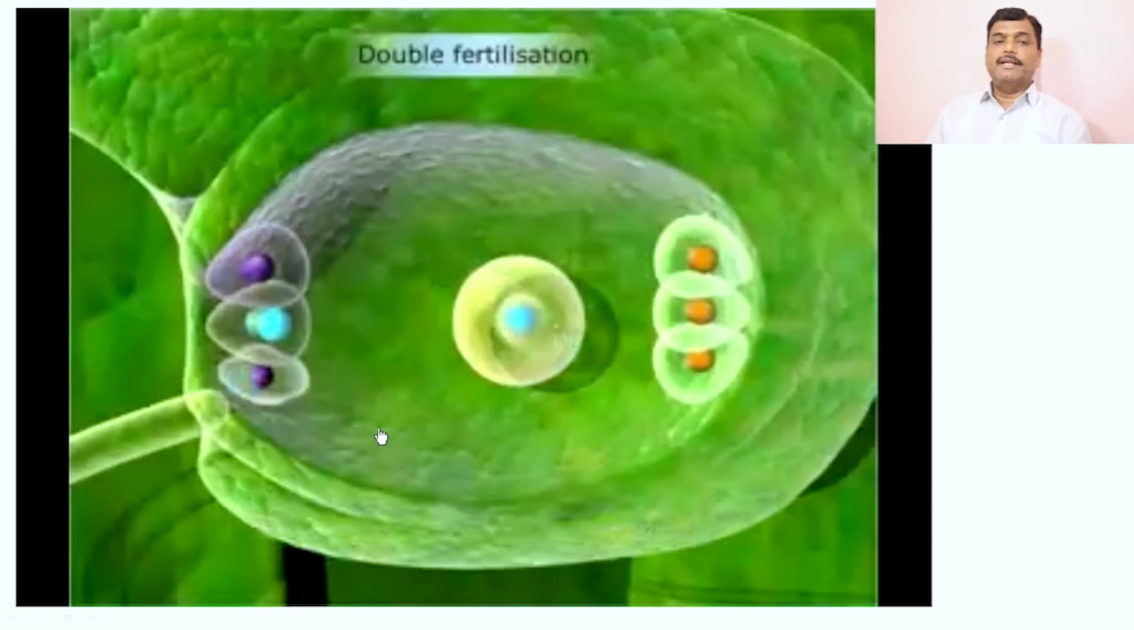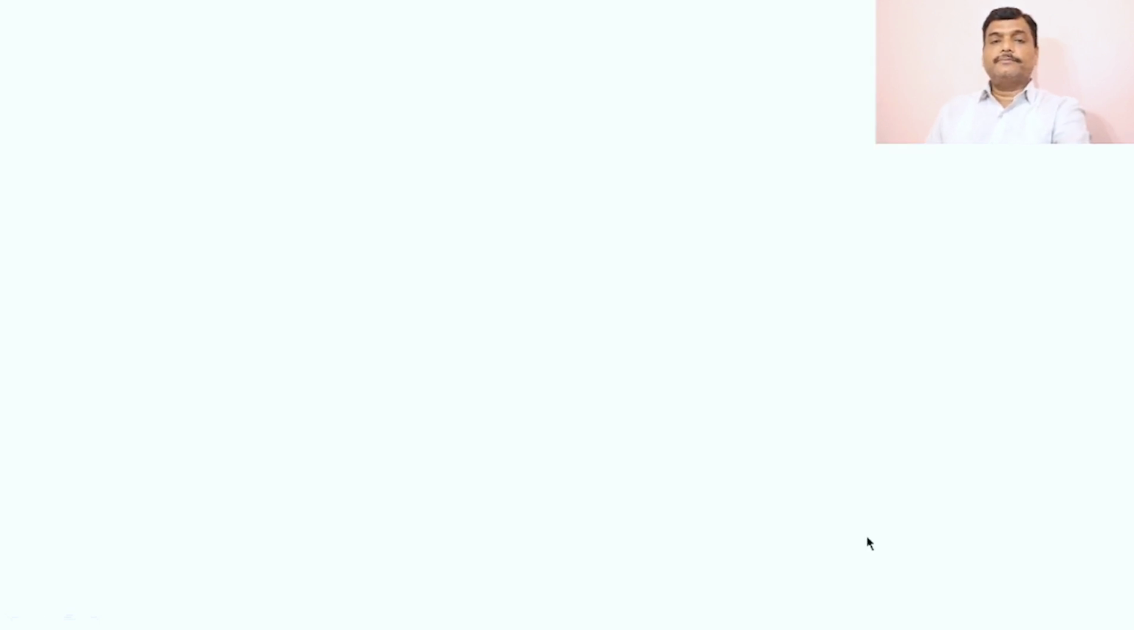The second male gamete then fuses with the secondary nucleus or polar nuclei to form the primary endosperm nucleus. In this way, in the angiosperm, fertilization occurs twice. First fertilization results in the formation of the zygote. Second fertilization results in the formation of the primary endosperm nucleus. Therefore, this process of fertilization carried out in the angiosperms is known as double fertilization. In the next part, we will see the significance of double fertilization. Here we have completed the process of double fertilization.